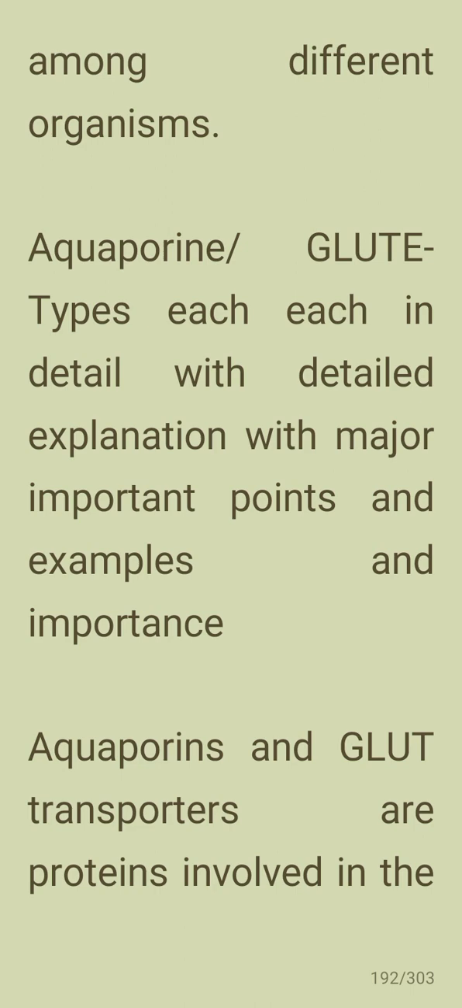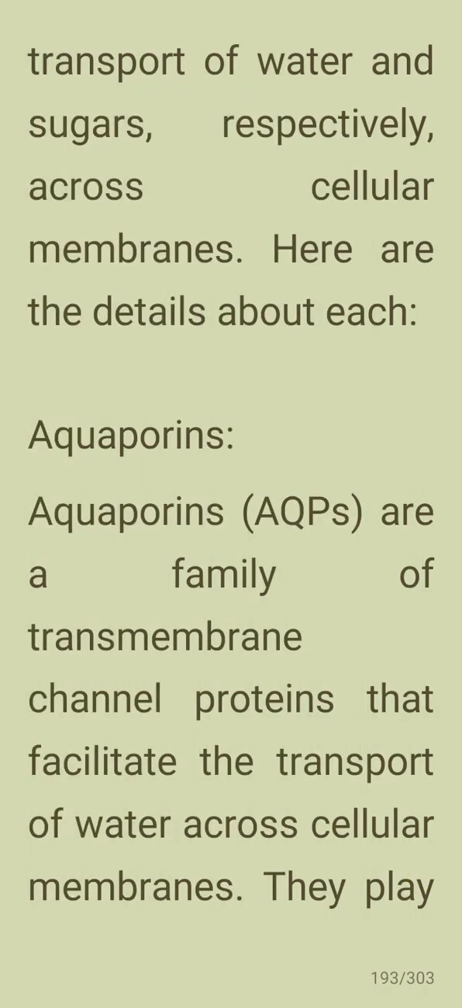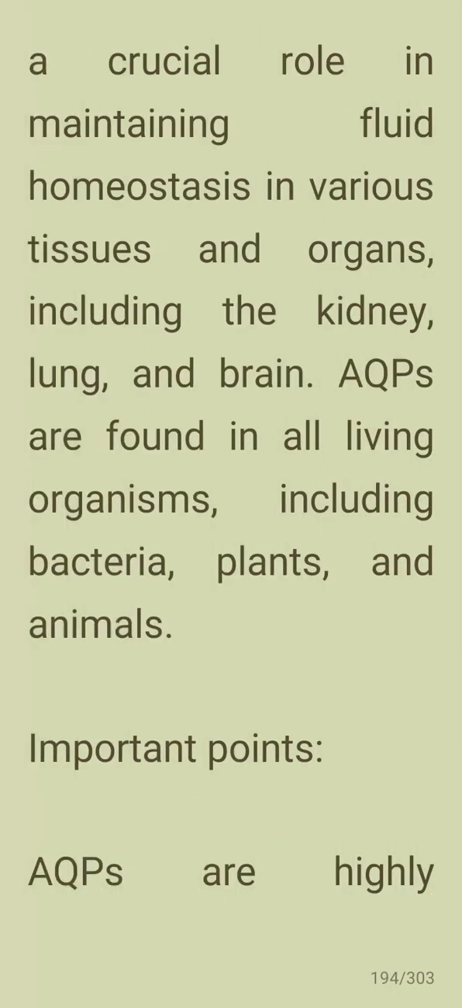Then aquaporin or GLUT types. Aquaporin and GLUT transporters are proteins involved in the transport of water and sugars respectively across cellular membranes. So aquaporins are a family of transmembrane channel proteins that facilitate the transport of water across cellular membranes. They play a crucial role in maintaining fluid homeostasis in various tissues and organs, including the kidney, lung, and brain.